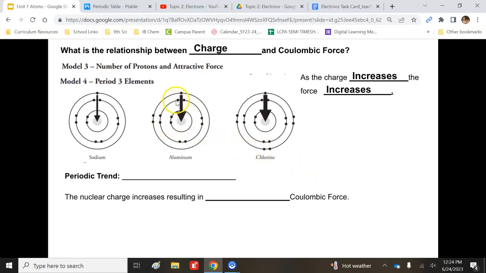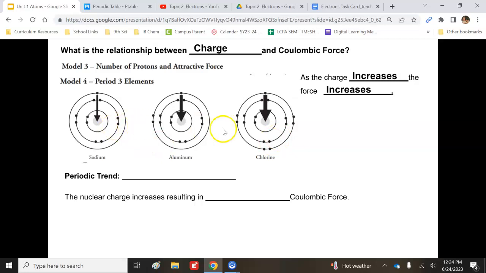Since we already looked at going up and down a column, we're now going to look at going from left to right in a row. So here we have sodium, aluminum, and chlorine, and they're all going to be in that third row on the periodic table. If you check that out, sodium is going to be on the far left, aluminum is going to be kind of towards the middle, and then chlorine is going to be on the far right.